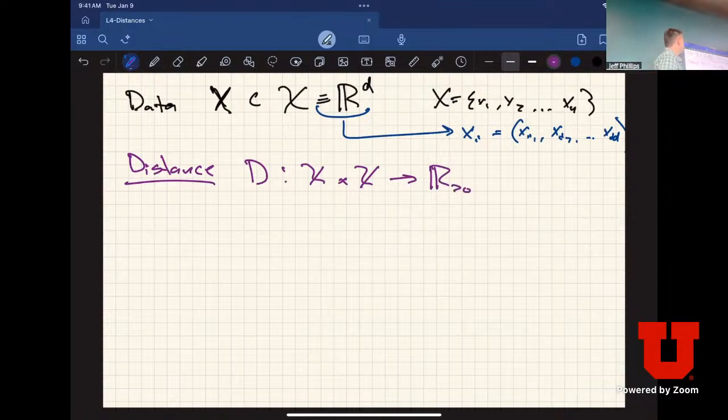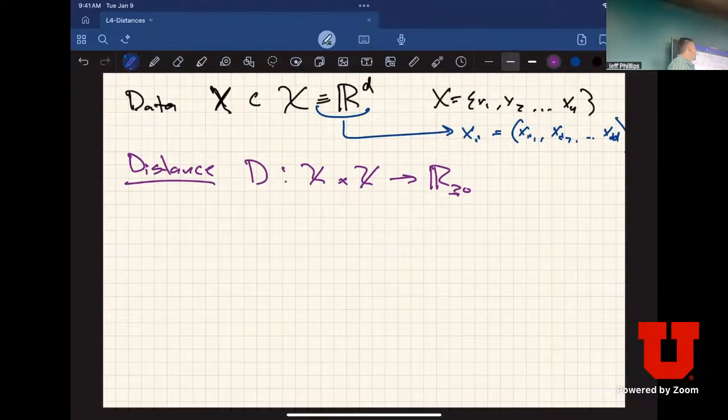Okay, what does this mean? There's this script X that I'm trying to write here. We're going to take two elements from the script X space, and we're going to output a real value greater or equal to 0. So, greater or equal to 0.